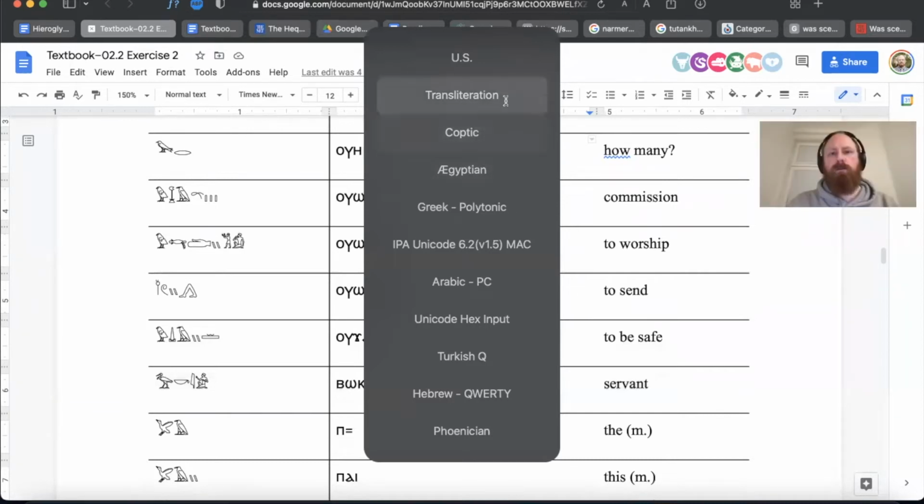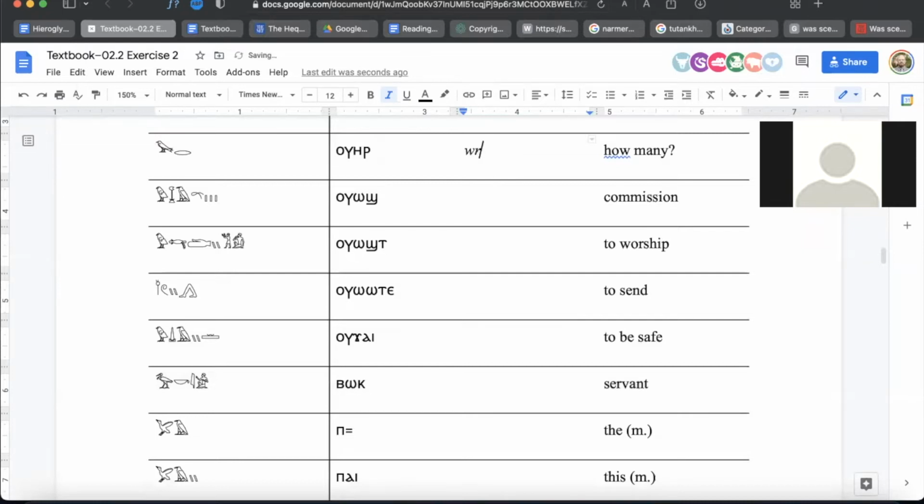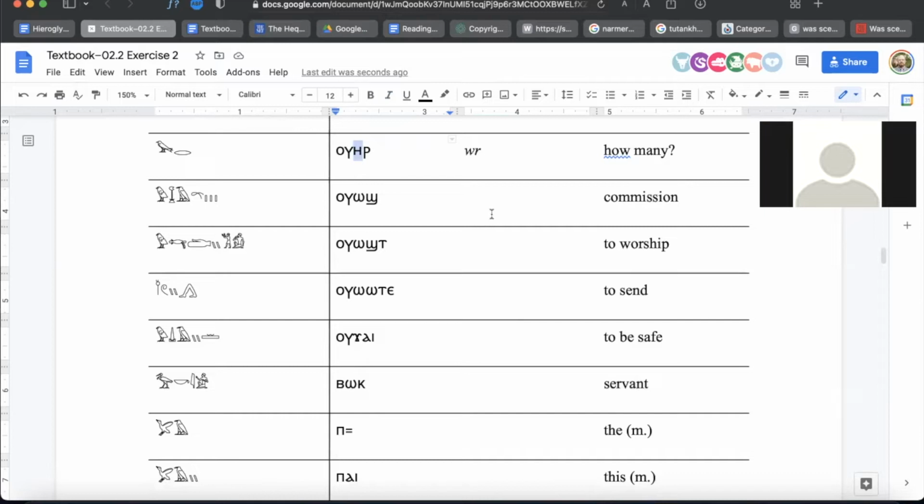Uher. How do I write that in transliteration? Well, we have the wa and ra. And this is actually pronounced "where." So it's like a long E sound, "where." Okay, good job. And that's it.